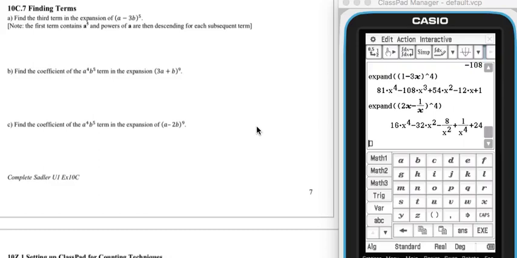In this video here, we're going to be looking at the very last part of exercise 10C, which is finding terms using the expansion method. Find the third term in the expansion of. So what are they asking here? Well, they're asking you what's the third term in this expansion, with A being the highest power first. They're not asking you to fully expand it, they're just seeing if you know your expansion well enough to get just the third term.